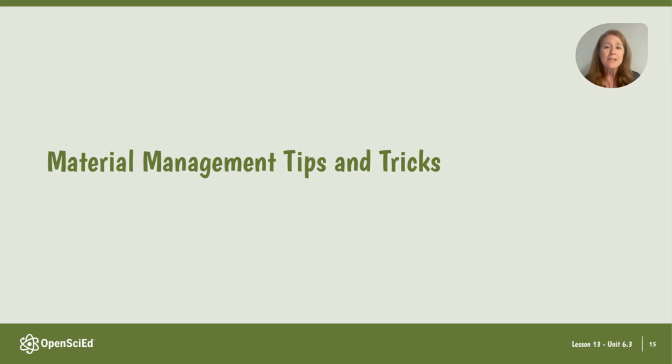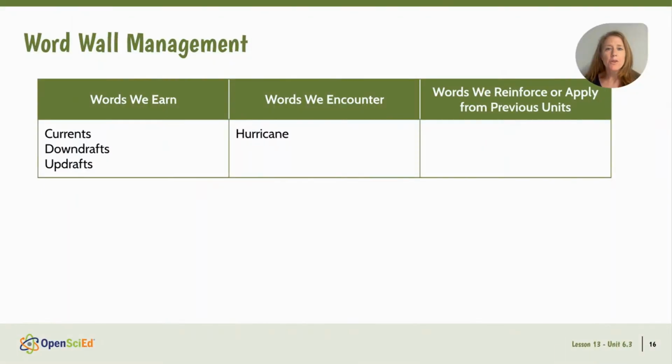There's not really any materials to manage in this section other than deciding how to facilitate the final model with your students. The words currents, downdrafts, and updrafts were words we encountered in lesson 12. We're now going to move them to words we've earned and put them on our word wall. Hurricane becomes a word we encounter.